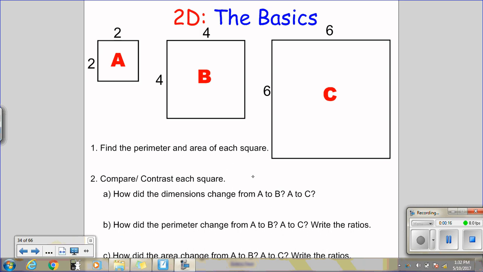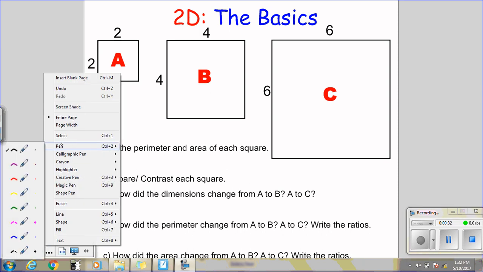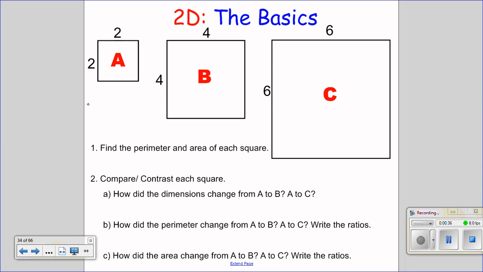So I have three squares, and the first thing it wants us to do is find the perimeter and the area of each square. As we should know by now, the formula for the perimeter of a square is 4 times the side. And the formula for area is s squared.